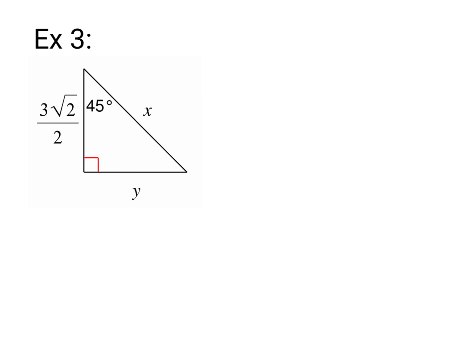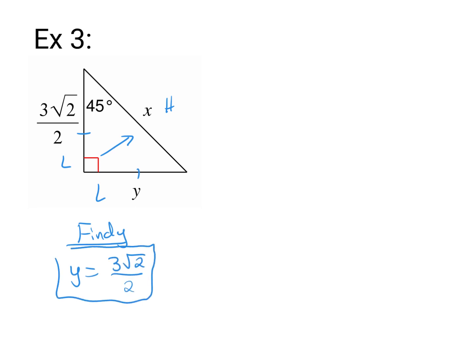All right. So example 3. Once again, label, across from the 90 is my hypotenuse, then I have my 2 legs. And we know my legs are congruent with each other. So right off the bat, I can answer that. Want to find y. Y is going to be the same as the other leg, so 3 square root 2 over 2. All right. Free answer. I already got one of the 2 answers.